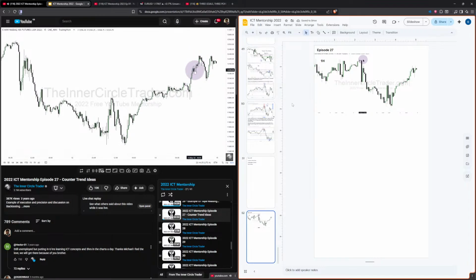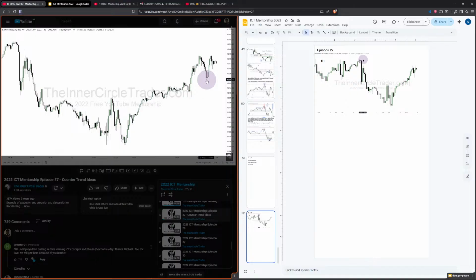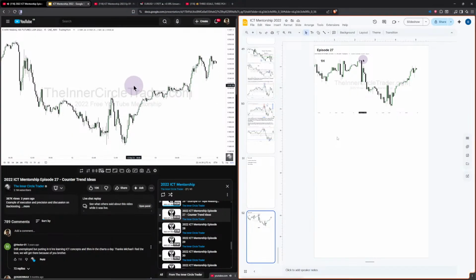I was not available during this time, so I didn't take any trades. As you'll see, there's no trades in this area. And then the retracement here in the afternoon, that's what I was looking for. So I want to see that type of idea. So I'm going to add the annotations to the chart now.